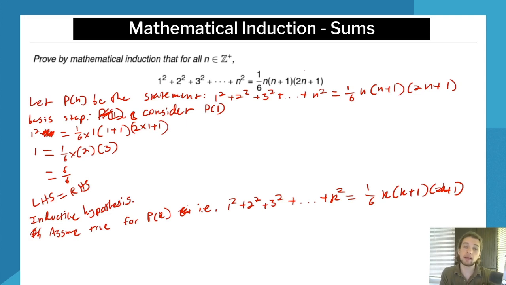We don't really want to assume that it's true for n, because if we did that, we're assuming that the statement is true to prove that it's true, which is a bit absurd. So we just give it a level of separation by putting k in there instead. And that's the induction hypothesis. Now we're going to do the inductive step.